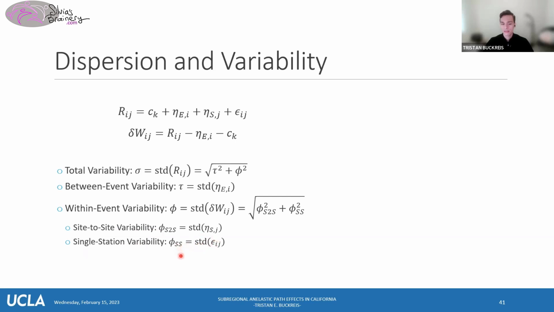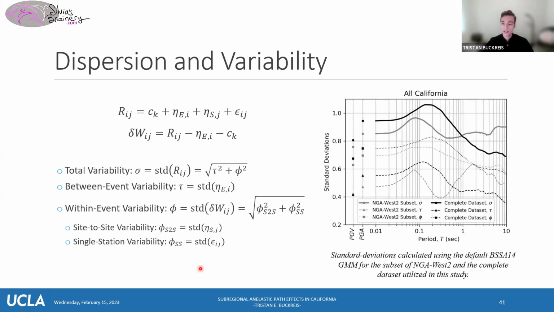The important thing that we're going to look at are all of them, obviously, but the single station variability, in theory, contains within it the path effect variability. So first, I want to just demonstrate the effect that increasing the data set has on our standard deviation, our dispersion terms. This is just for the BSSA 14 ground motion model.